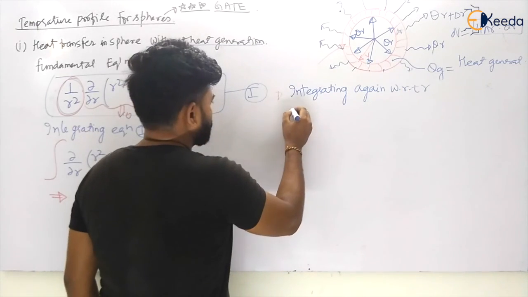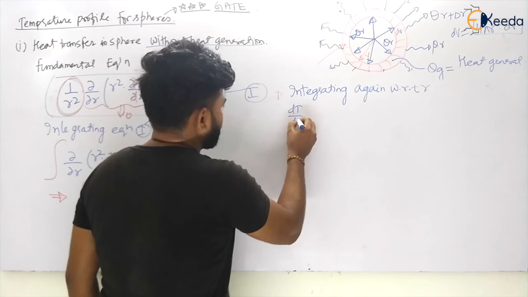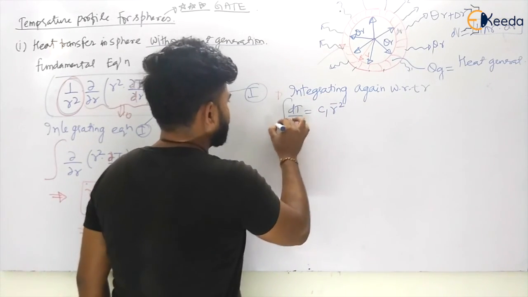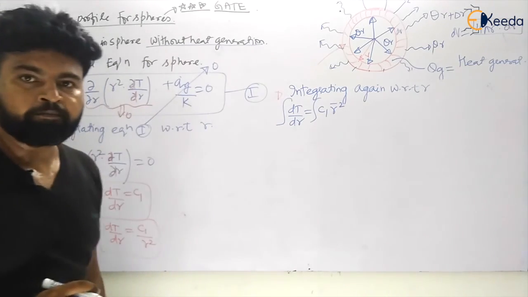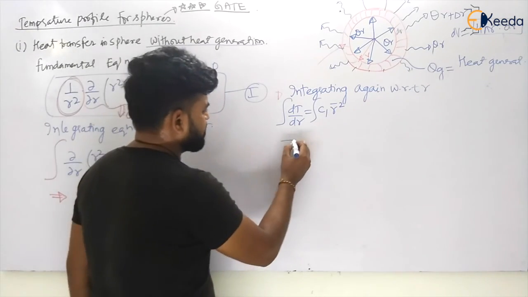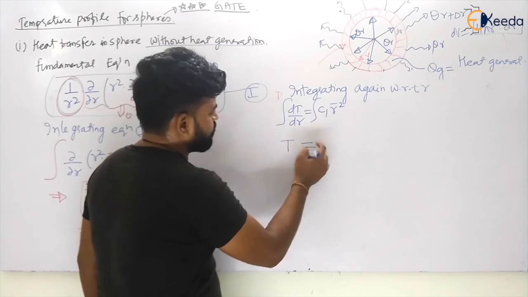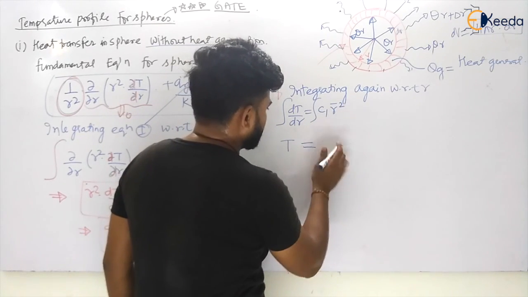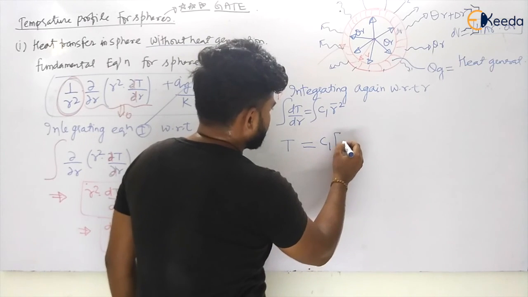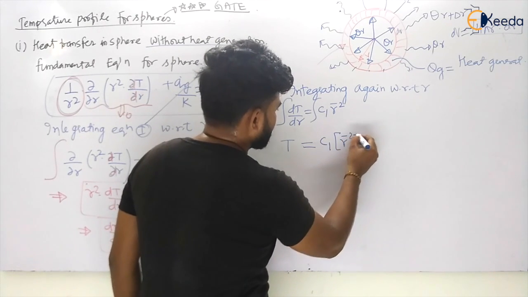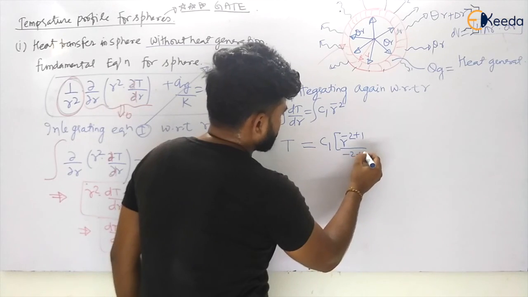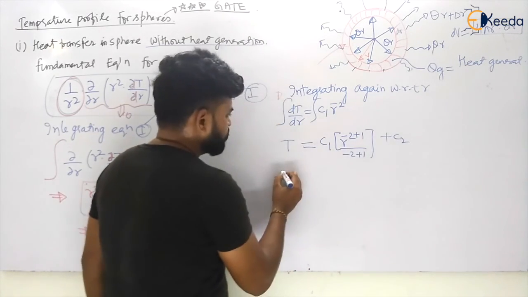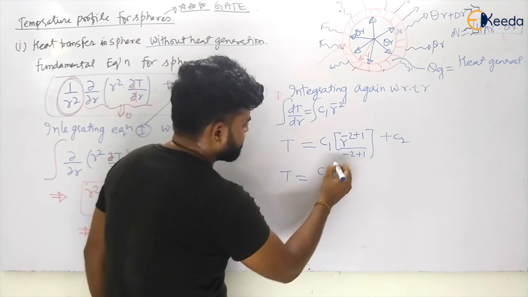Let us see. Integrating this equation, that is dT/dr is equal to C1 r to the power minus 2. Integrating both sides, what I will have, let us see. This will become T is equal to C1 r to the power minus 2. So this will become what? C1 I am taking out. So this will become r to the power minus 2 plus 1 divided by minus 2 plus 1, plus C2.